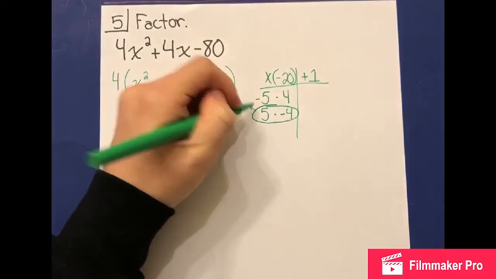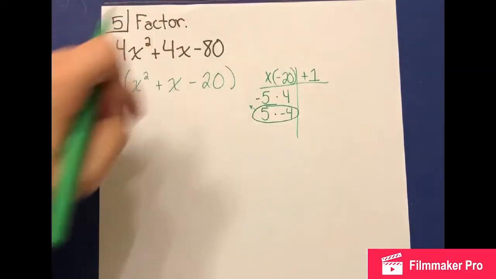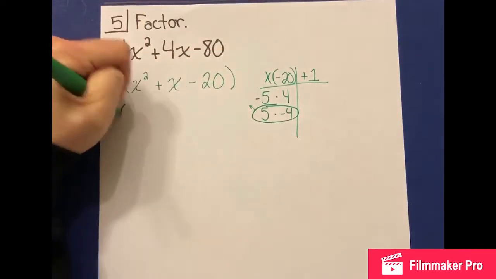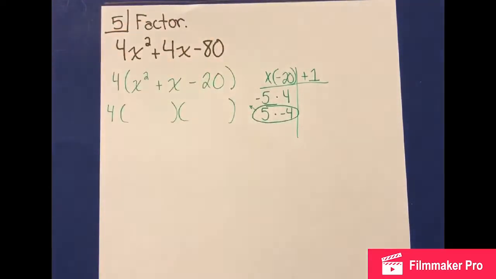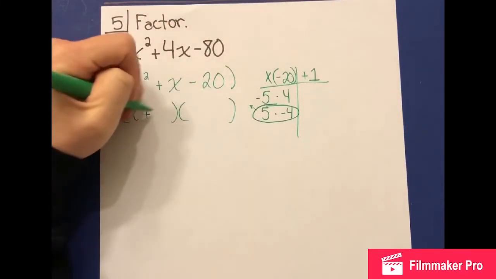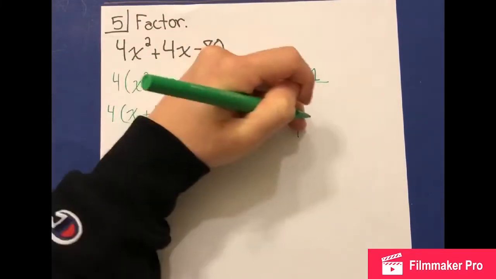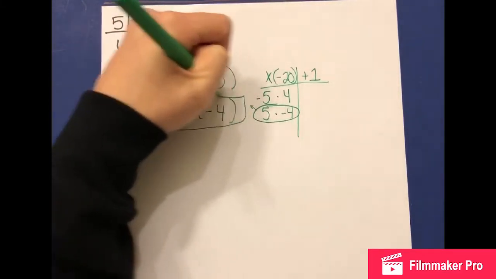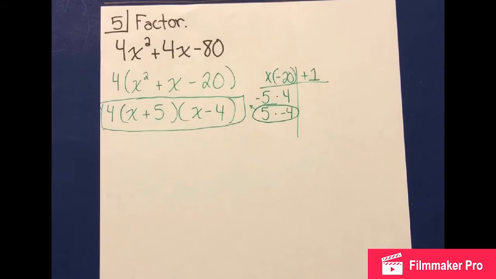I'm going to go back over there and break this down. Keep the 4 in front, but this thing breaks up just like it did in all of the other problems right before it. This is going to be an x plus 5 and x minus 4. That's your solution. You can't forget that 4 in front. So that's its factored form.